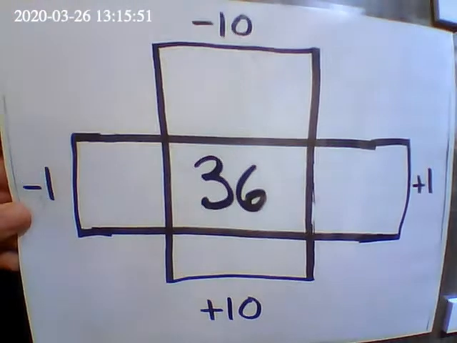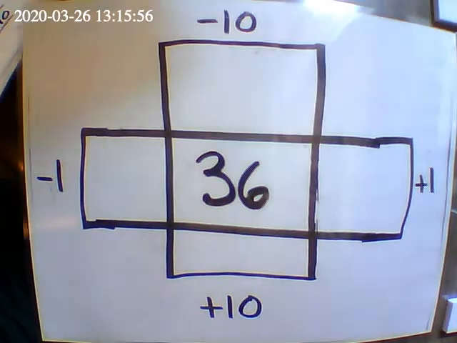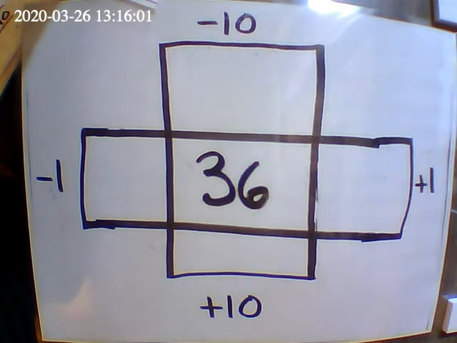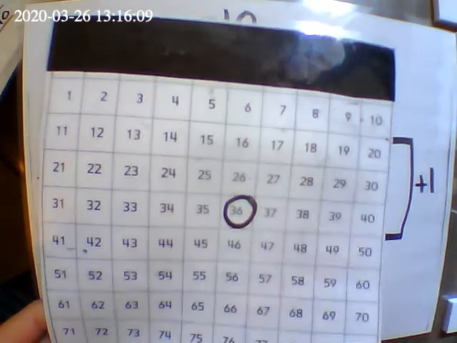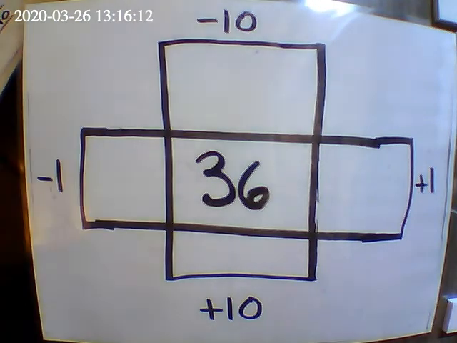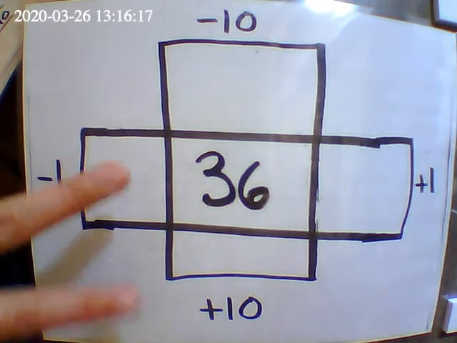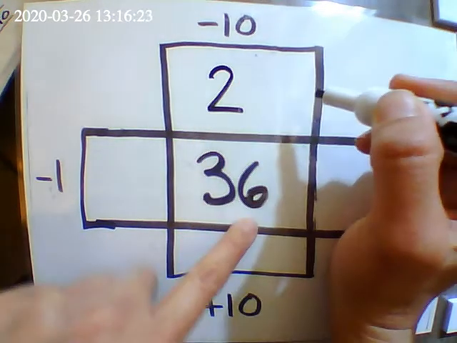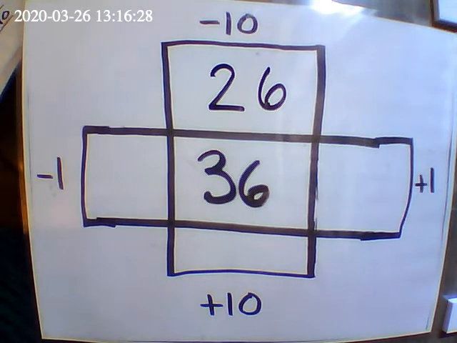On our next chart, we have 36. I also have my 120 chart available if needed. So I am going to circle 36 on here. I'm going to zoom in on that so you can see. We have our minus 10, plus 10, plus 1, minus 1. So on the 36, we said we have 3 tens. We're going to take one of those tens away, and now we have how many tens? 2 tens. So we have 2 tens, and the ones stay the same. So 36 minus 10 equals 26.